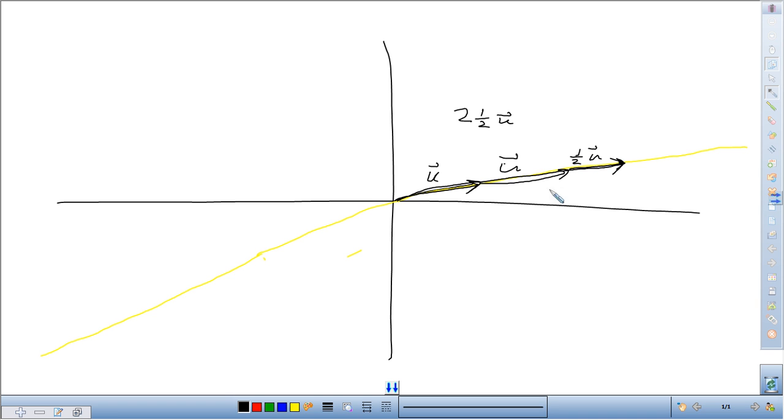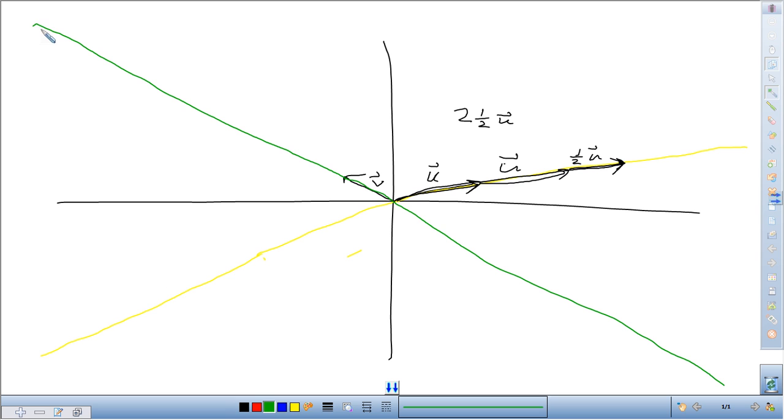So let's look at another example here. Let's say I have some other vector here, v, and let's pick another color. How about green, the best color? Create a line here. This green line now represents the span of v. So any vector on this line I can get to, right?